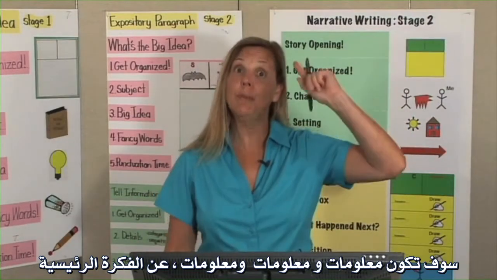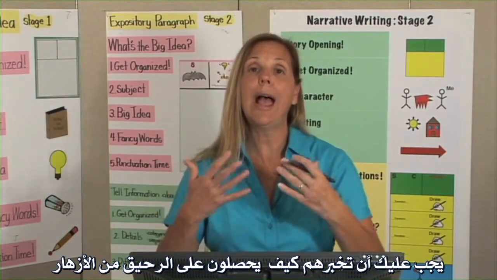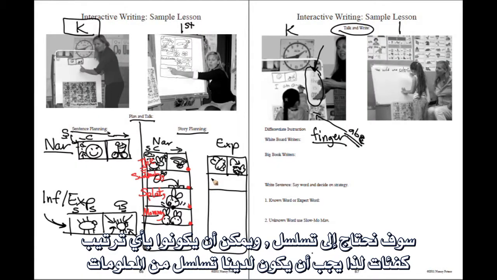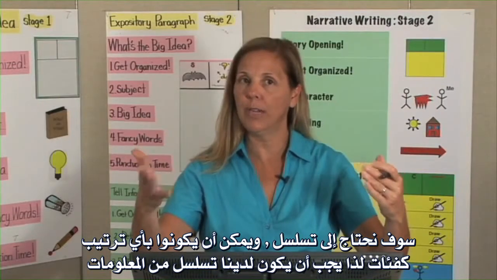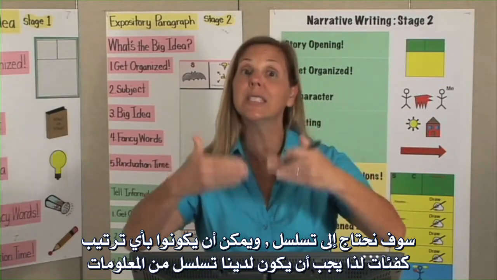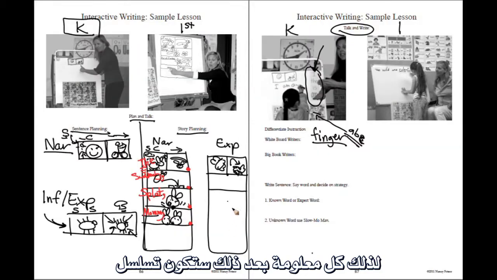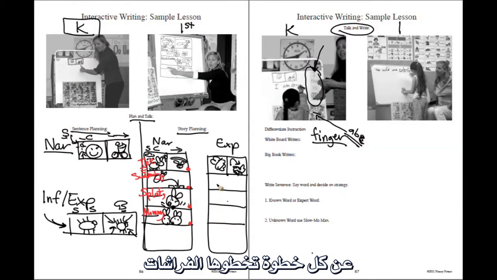It's going to be information about the big idea. We have to tell how they get the nectar from the flowers. And when we talk about that, we're going to need to sequence. They can't just be in any order, categories. We have to actually have a sequence of details. So now each detail after this is going to sequence each step a butterfly goes through in order to get the nectar from the flower.